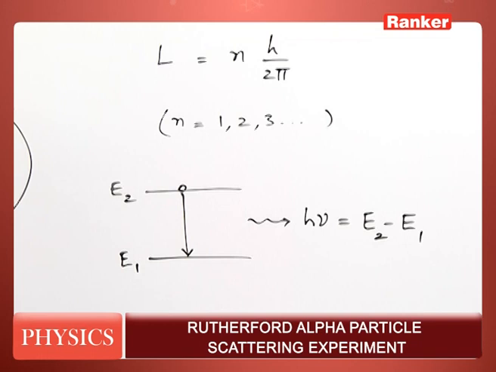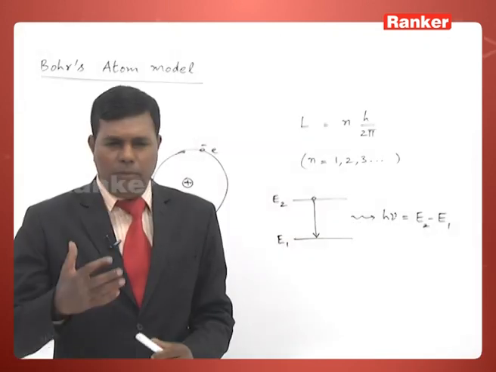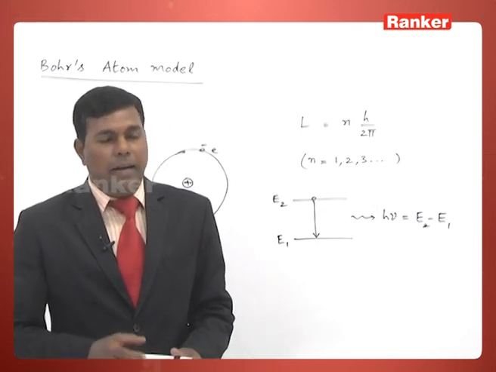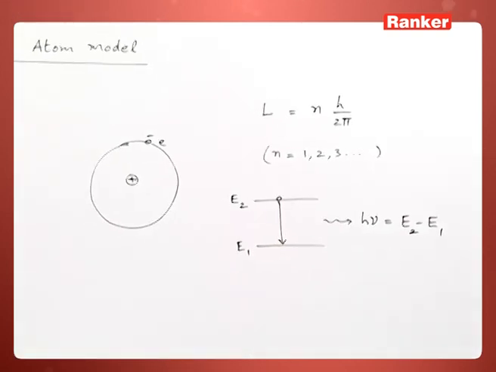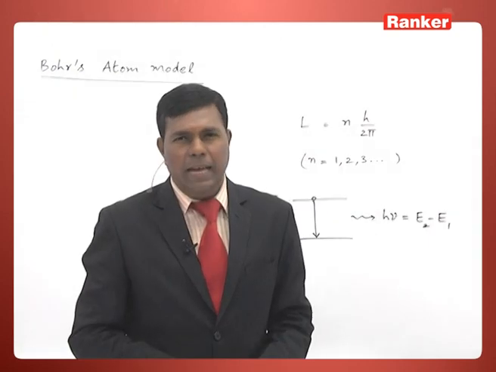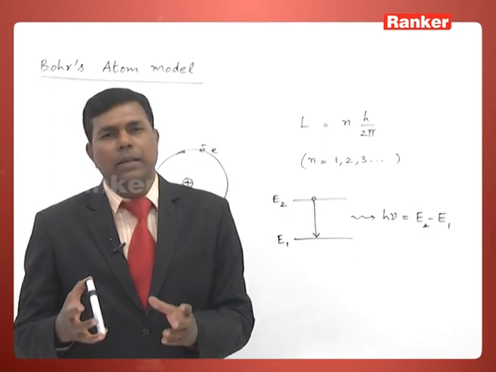So, that is Bohr's atom model. Using this one, several observed phenomena can be explained successfully, and the hydrogen spectrum which is obtained can be exactly identified with the theoretical approach given by Bohr's atom model. It is very successful in explaining the hydrogen spectrum.